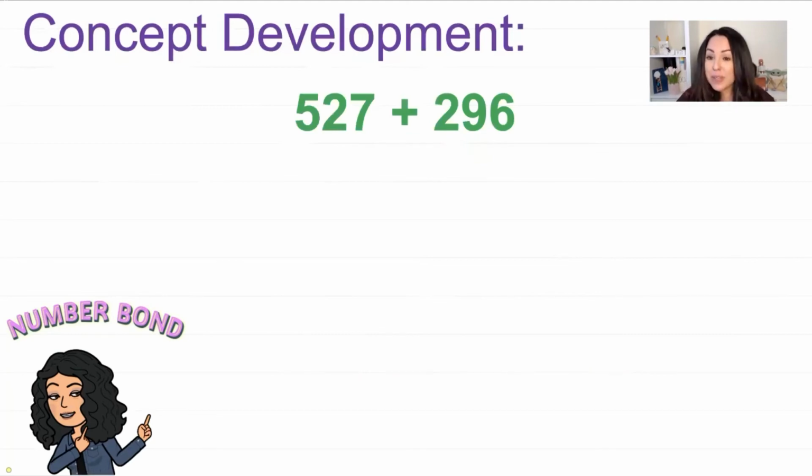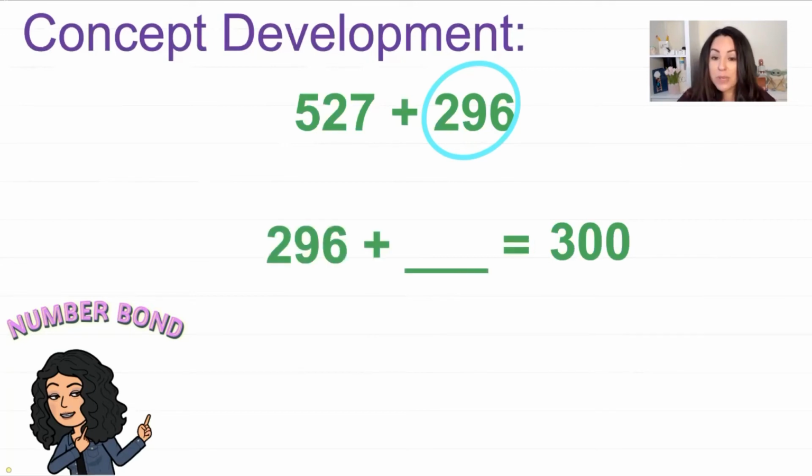527 plus 296. Now that 27 is not close to the next 100, but that 96 is pretty close to the next 100. So it's closest to 300. So how many more do I need to make it 300? Well, 96, 97, 98, 99, 300. So that means I need 4 more.